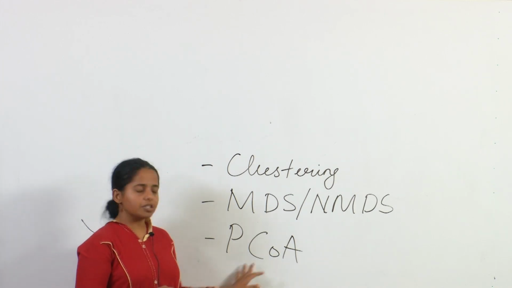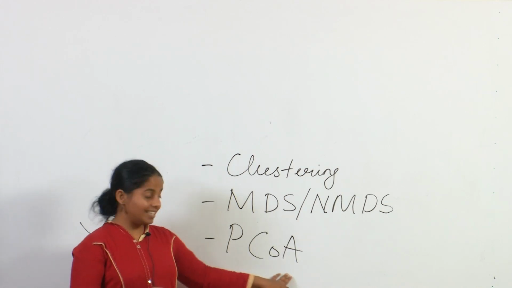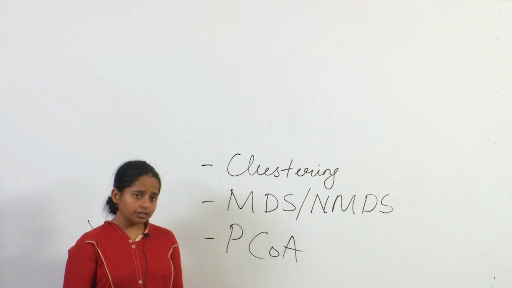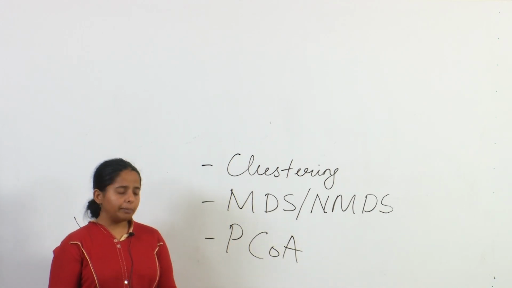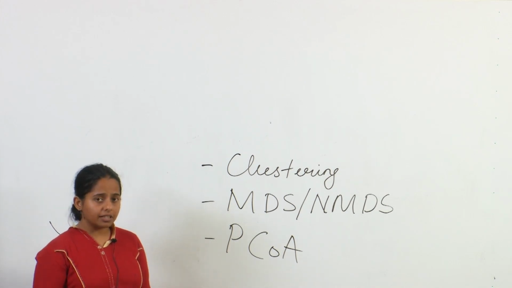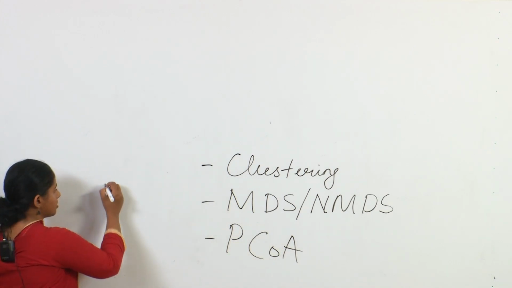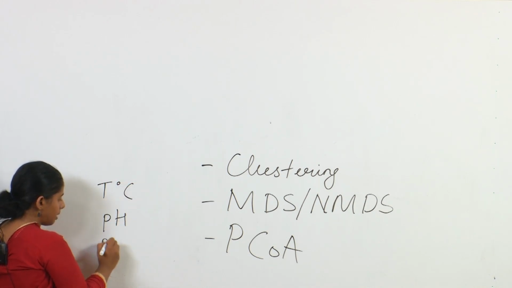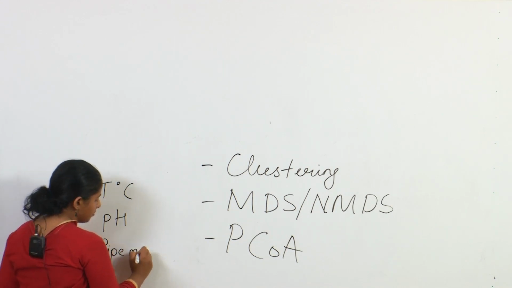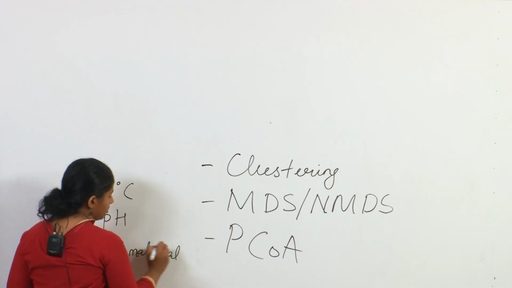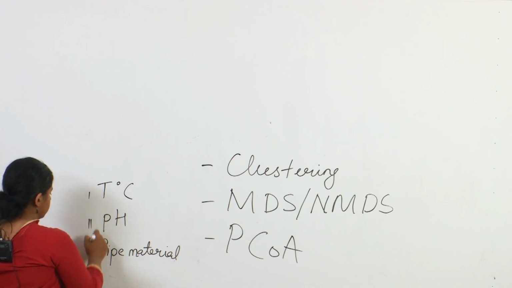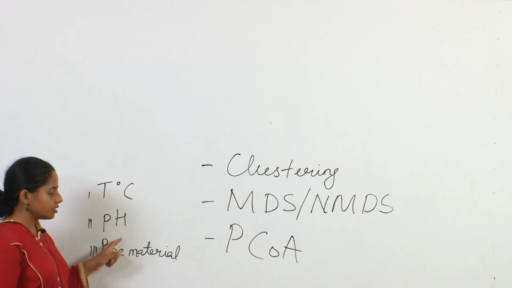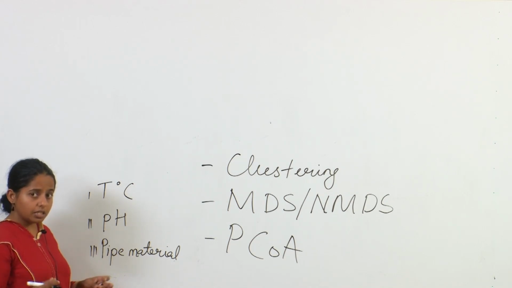And we can do PCOA, principal component analysis, or it's also called PCA. This is very helpful when I am trying to understand how different factors affect my microbial community. So let's say I have set up a very well designed experiment, and I have different factors that I am varying, such as temperature, pH, pipe material. So I have 3 factors that I am varying in my experiment, and for each of these 3 variations I have microbial communities that are distinct from each other.